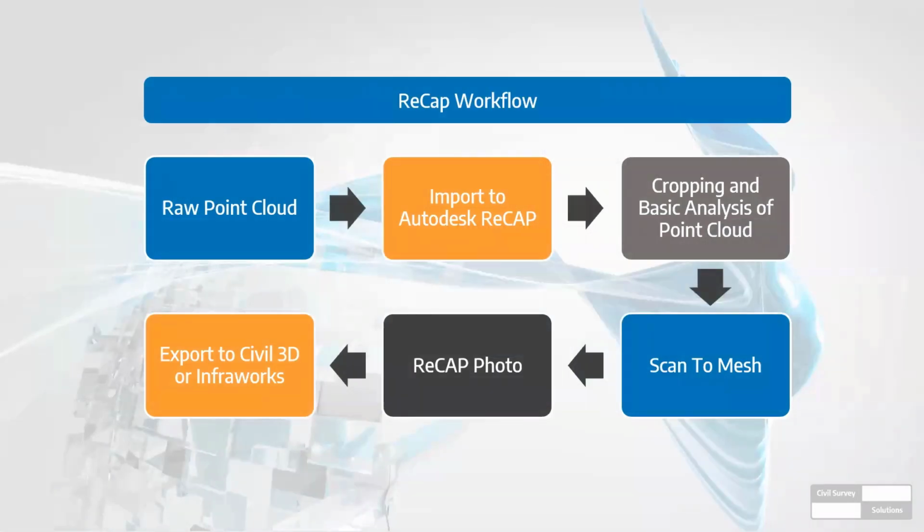The general workflow for Recap operates pretty similar to what you see on screen. You start off with the raw point cloud. You import that into Autodesk Recap. You have a number of different options in there to reduce it, get it all looking pretty, and clean it up. You crop everything you need. You do a basic analysis to make sure everything's as you expect it to be. You merge all of your point clouds if you have multiple and get everything set up and ready to go.